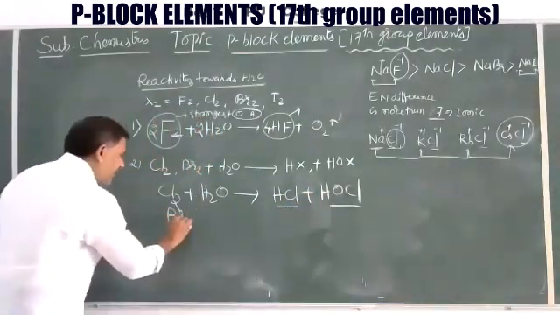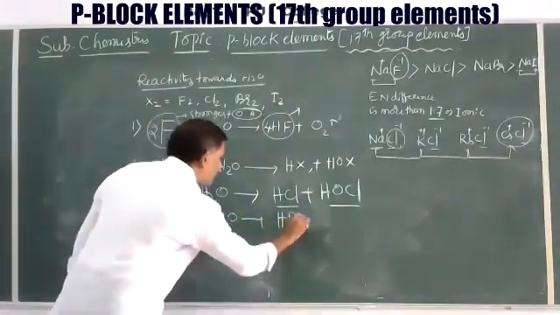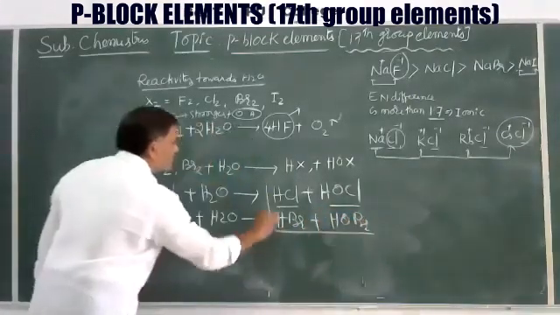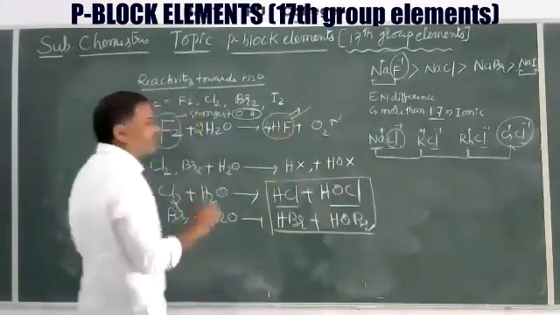Same here, Br2 also reacts with H2O. It gives HBr, hydrogen bromide, and HOBr. 2 products are formed here. Whereas in the case of fluorine, only one product is formed, hydrogen fluoride.